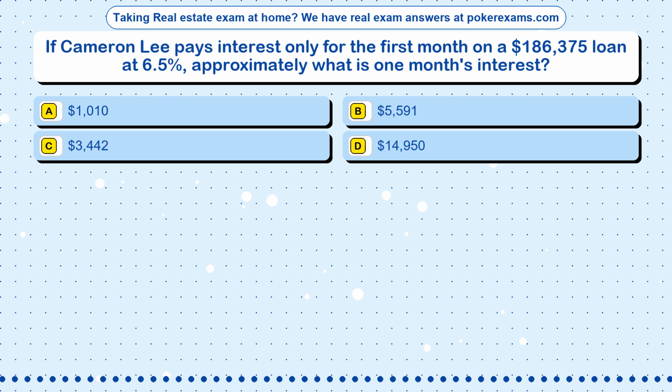Question 1. If Cameron Lee pays interest only for the first month on a $186,375 loan at 6.5%, approximately what is 1 month's interest? Option A, $1,010. Option B, $5,591. Option C, $3,442. Option D, $14,950.